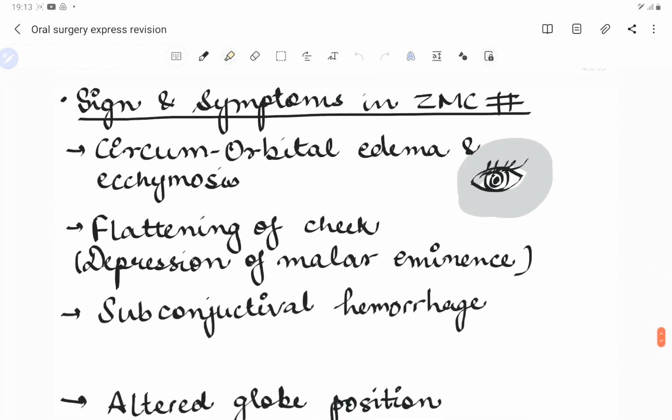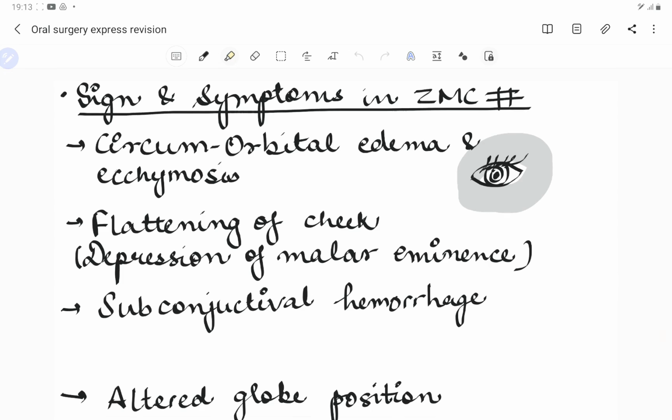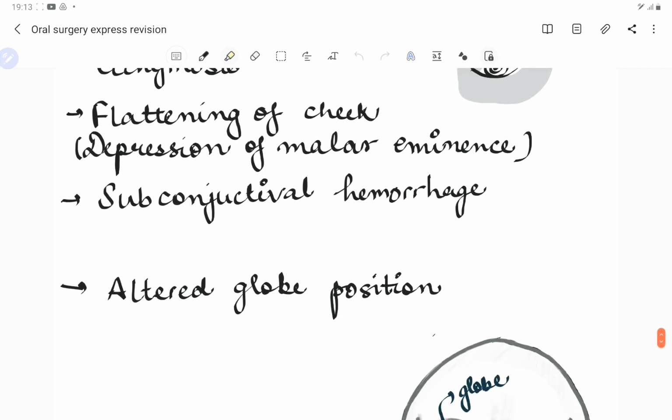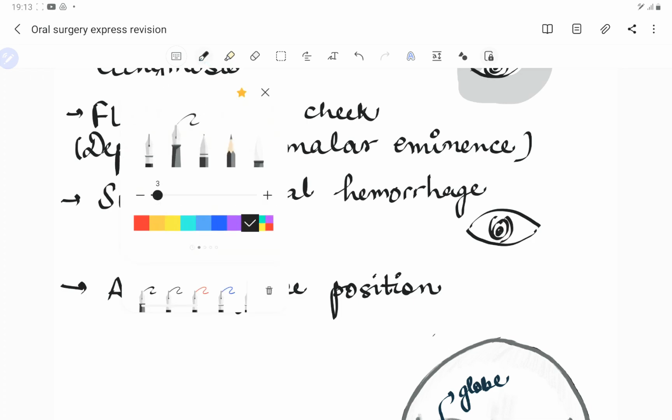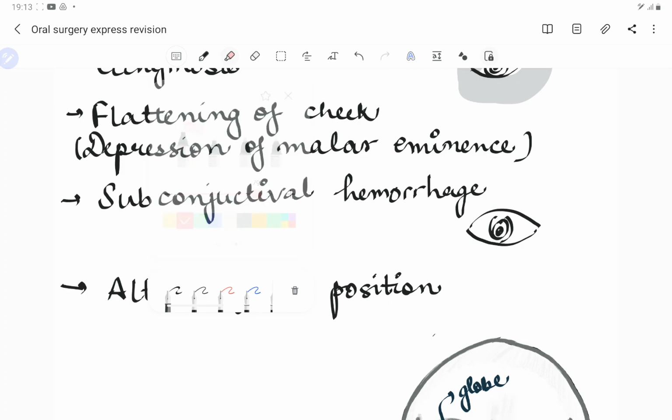So these are the clinical features because of the fracture of the orbital floor, zygomatic complex fracture. There is edema, swelling, ecchymosis, flattening of the cheek due to the fracture of the zygomatic bone and depression of the malar eminence. There is subconjunctival hemorrhage. So we see that there is subconjunctival hemorrhage, especially on the lateral conjunctiva of the eye.